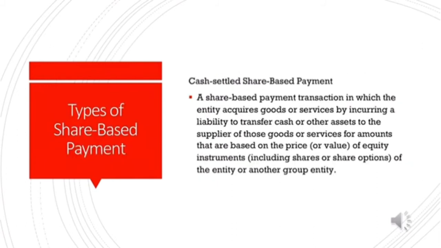Types of share-based payment. The first one is cash-settled share-based payment. A share-based payment transaction in which the entity acquires goods or services by incurring a liability to transfer cash or other assets to the supplier of those goods or services for amounts that are based on the price or value of equity instruments, including share or share options, of the entity or another group entity. For example, a supplier gets paid for its goods or services by cash, but the amount of cash is determined with reference to the entity's equity instrument price.